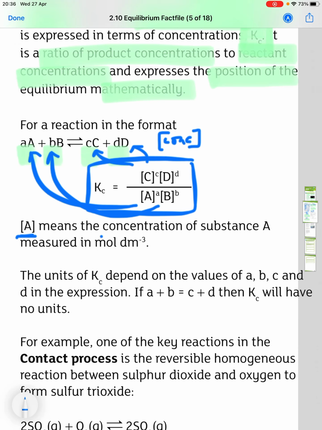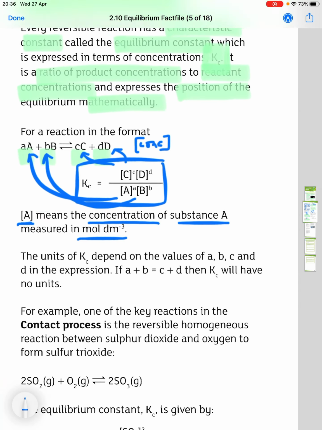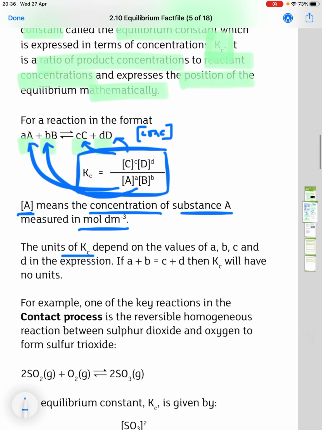So the square brackets mean the concentration of that substance. So [A] is the concentration of A measured in moles per dm cubed. The units of Kc depend on the values of a, b, c and d in the expression. So if a plus b is equal to c plus d, then Kc will have no units, in which case you just write "no units" afterwards. So like say the answer was 72, no units.